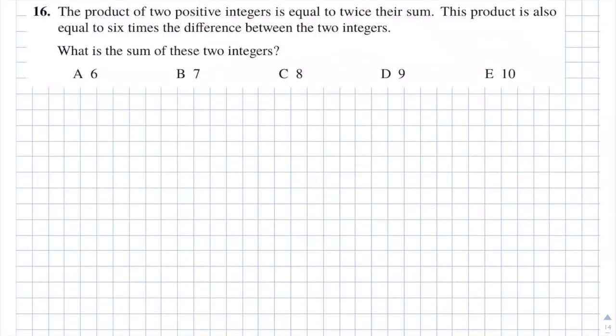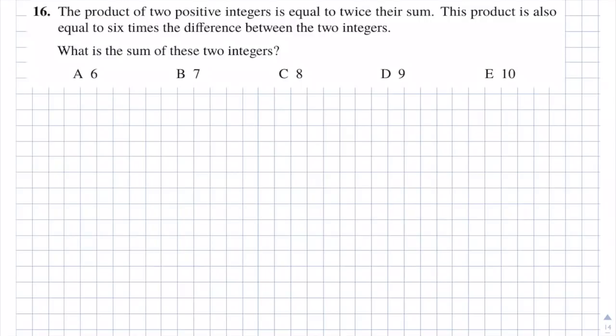Question 16. The product of two positive integers is equal to twice their sum. This product is also equal to 6 times the difference between the two integers. What is the sum of these two integers? We've got answers as A is 6, B is 7, C is 8, D is 9, and E is 10.